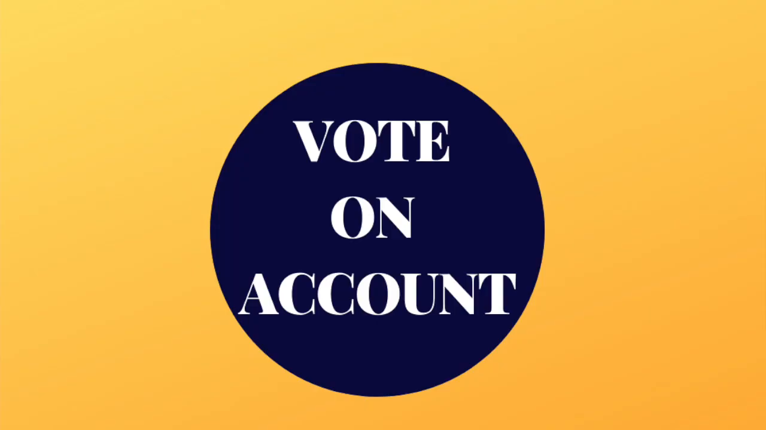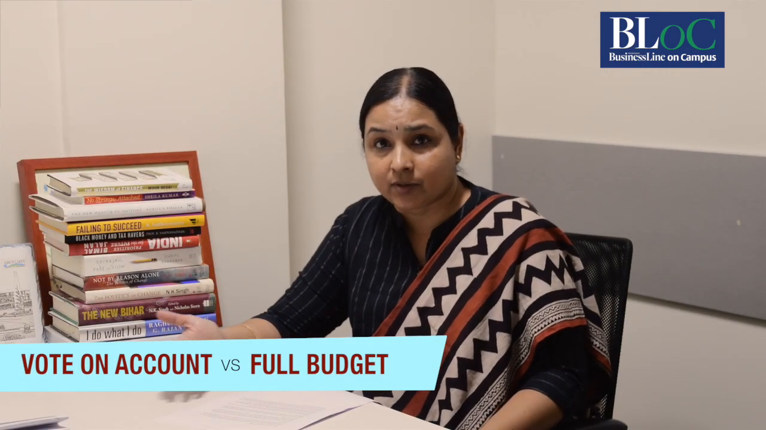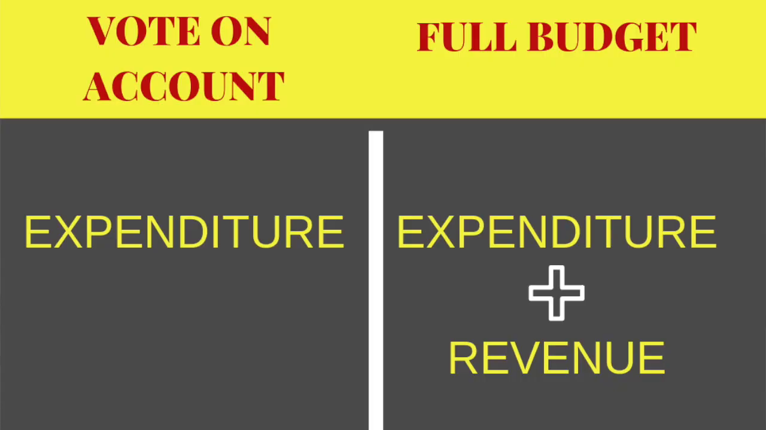The vote on account is a partial budget which is presented by a government which is in the election year. In the vote on account, the government presents only the expenditure or expenses that it needs over the next few months to tide over its operations until the next government is in place after the elections. The key difference between a vote on account and a full union budget is that a vote on account typically talks only of the expenditure side of the government finances, whereas a full budget talks both of the revenue and the expenditure side.